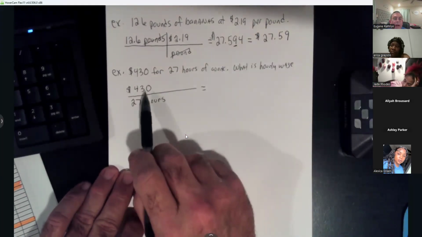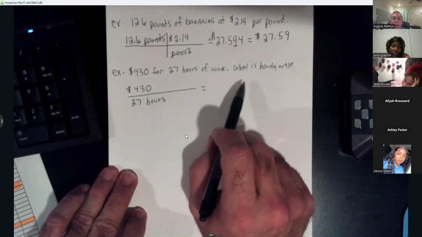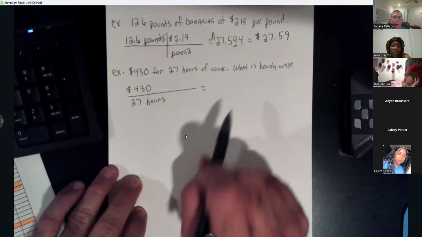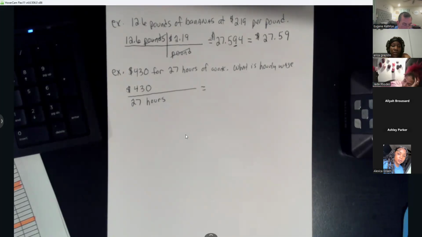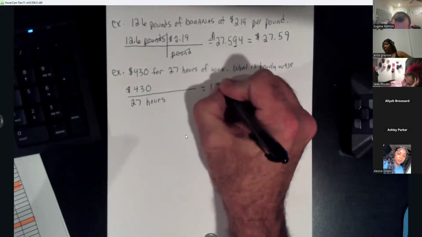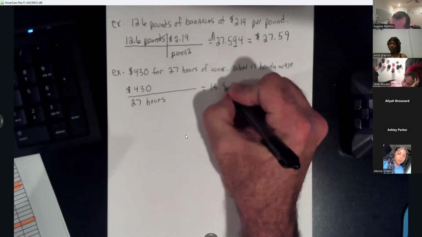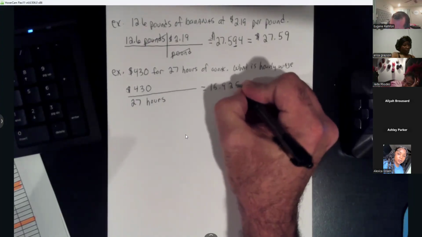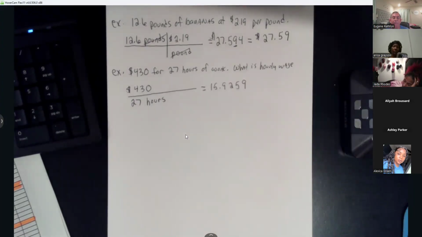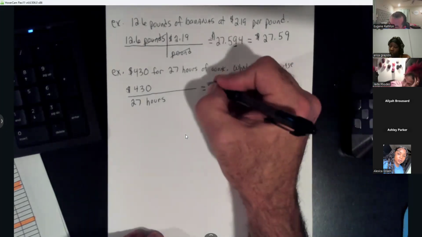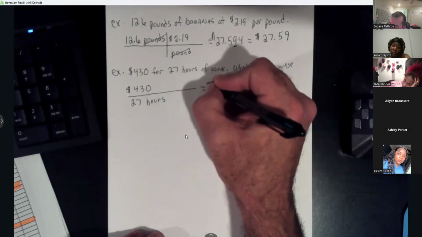You're going to divide, that way you'll end up with how much money per hour. We're going to round this to 2 decimal places. So 430 divided by 27 gave me 15.9259. And that's going to be dollars per hour.